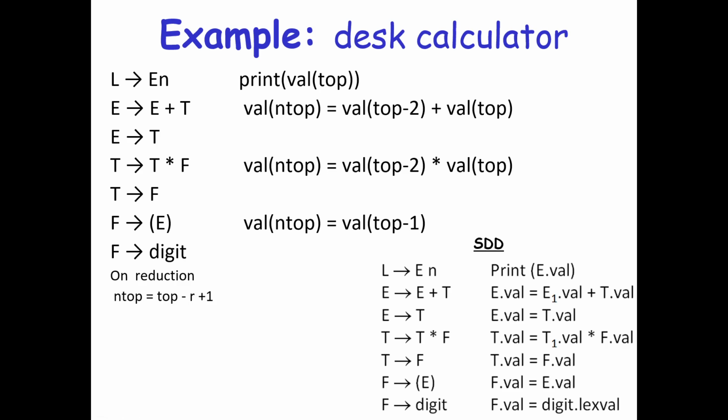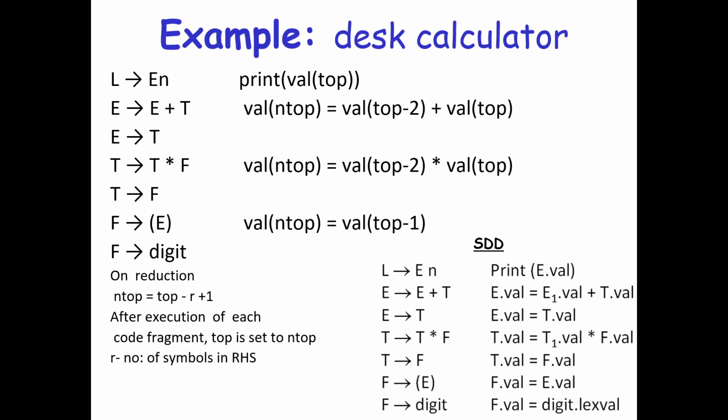Whenever a reduction happens, the right hand side of the production will be on the stack top. So in the case of the right hand side of the production, E will be on top minus 2, in top minus 1 it will be plus, and on the top it will be T. After reducing these symbols, we have to push capital E. That is written here: ntop is equal to top minus r plus 1, where r stands for the number of symbols in the RHS.